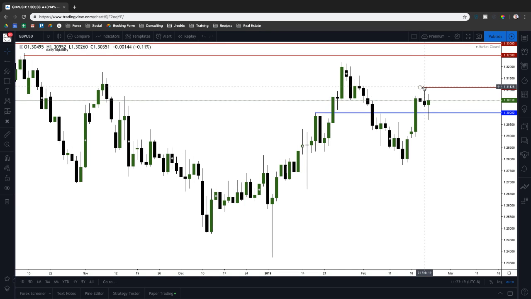So breaking above this short-term swing high would definitely indicate strength for me, and at that point I would feel a lot more confident in getting positioned in a buy. But as of right now, I don't want to get myself positioned.